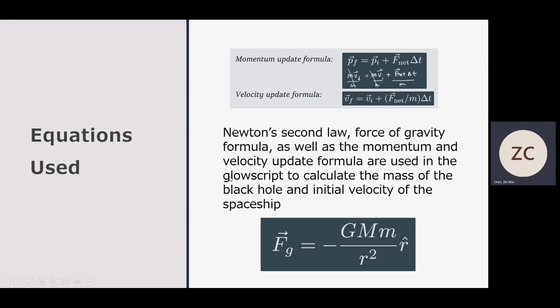A couple of equations that we used in this lab. There are a lot more equations used, but these are the important ones. Of course, the momentum update and the velocity update formula that we used in part 2 to update the ship and the planet. Newton's second law, of course, and the force of gravity formula are also used to calculate the mass of the black hole and help with the initial velocity of the spaceship.